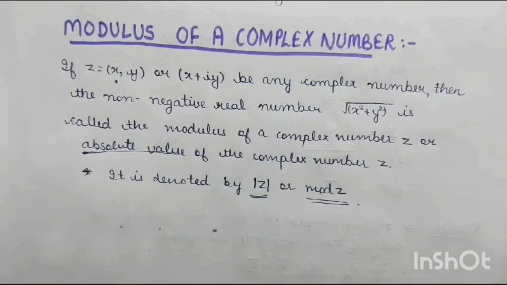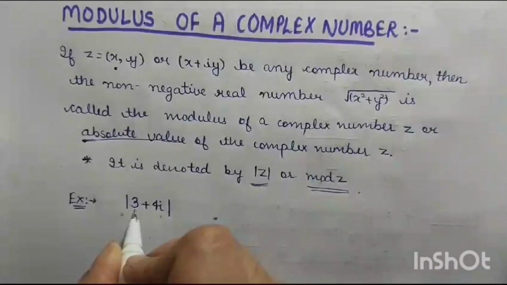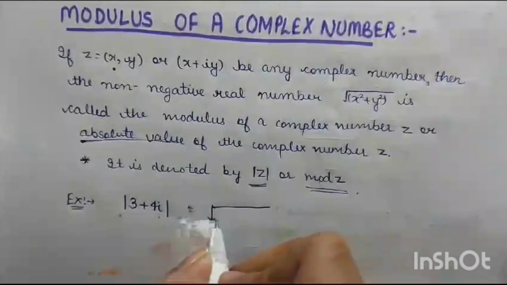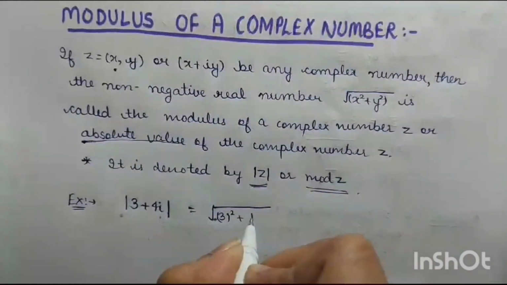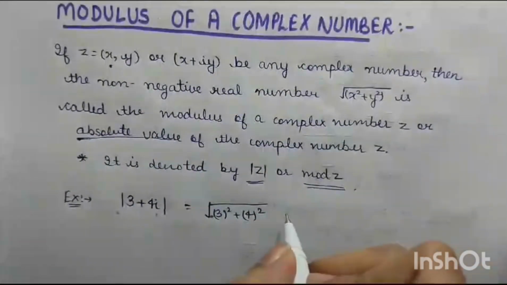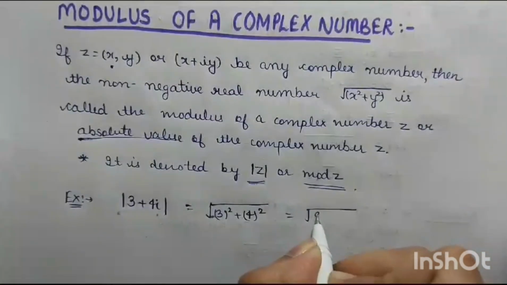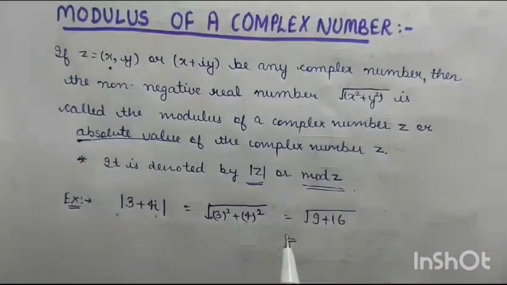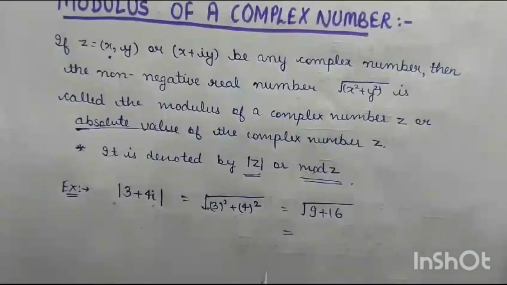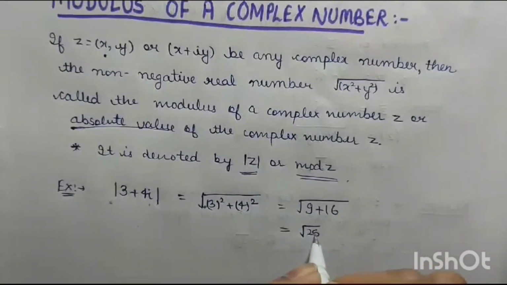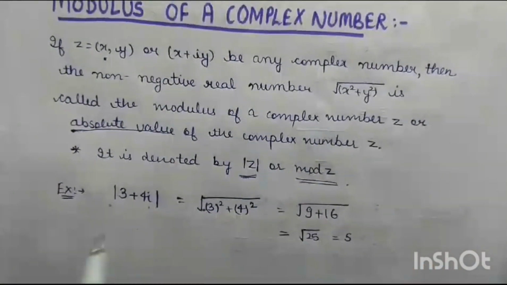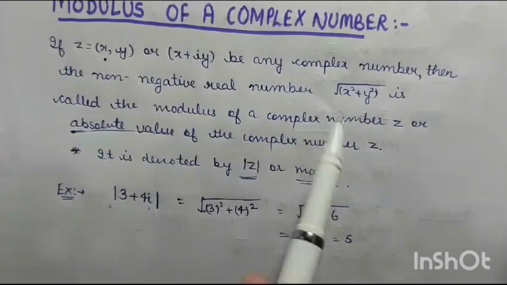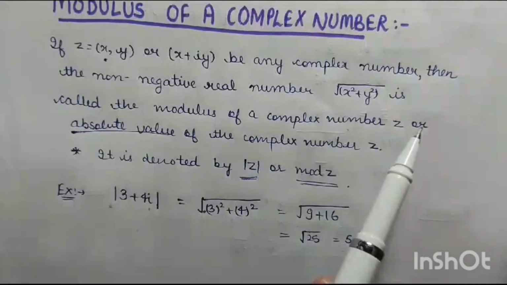Now here x is 3 and y is 4. So we write under root 3 square plus 4 square, which is under root 9 plus 16. So how can we find the modulus of a complex number? We just use mod z is equal to under root x square plus y square.